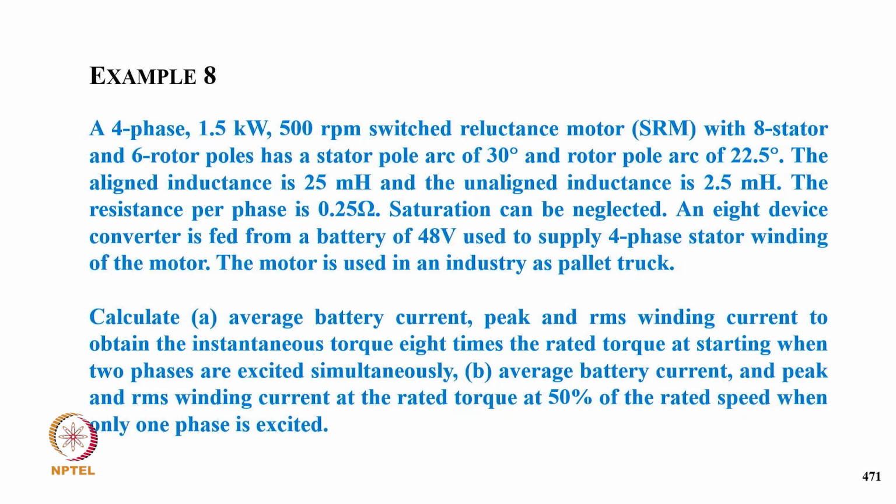B, the average battery current, and the peak and RMS winding current at 50% of the rated speed, when only one phase is excited.